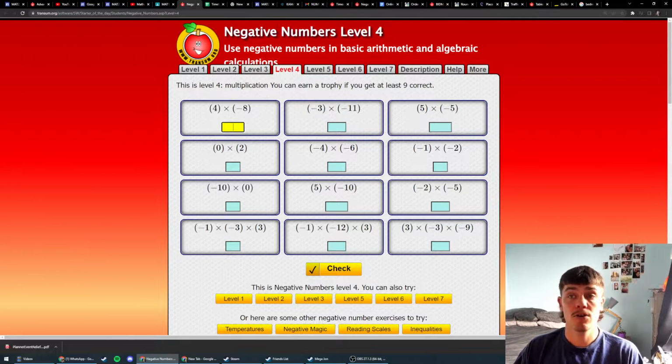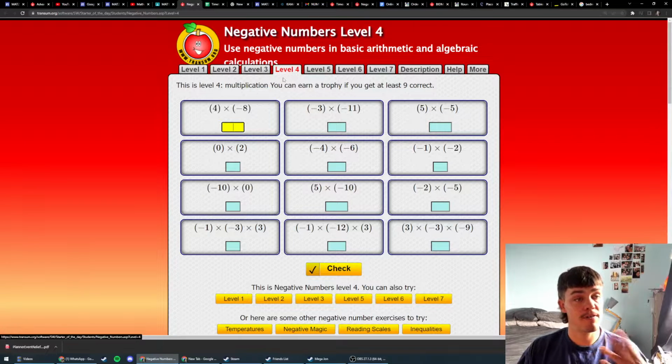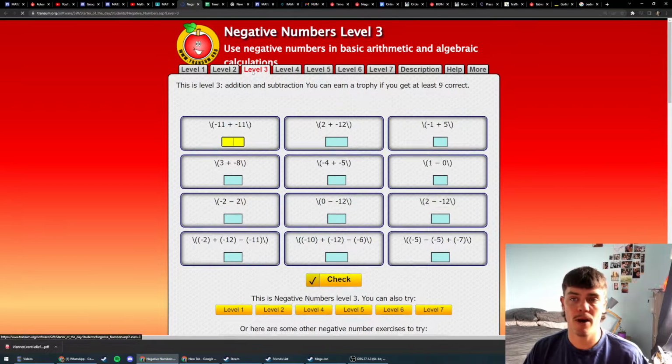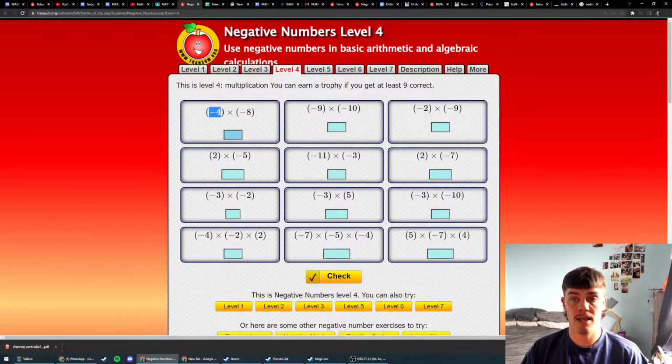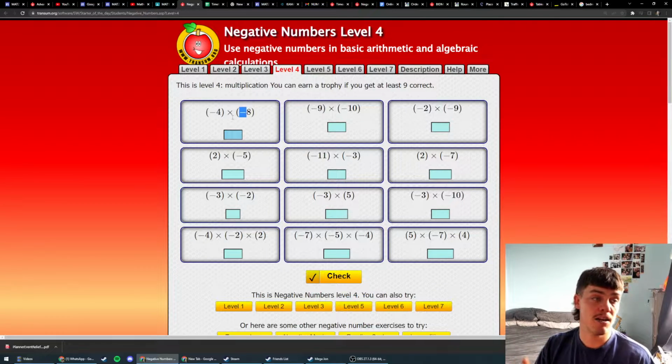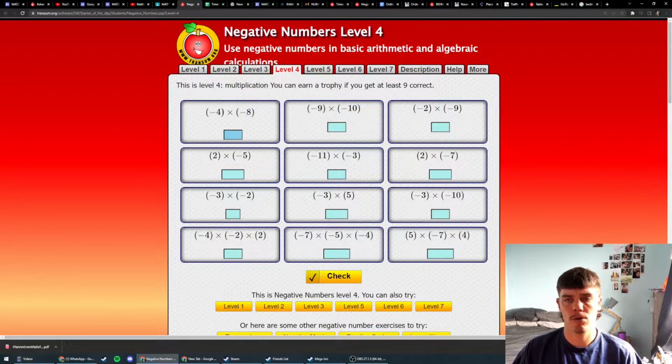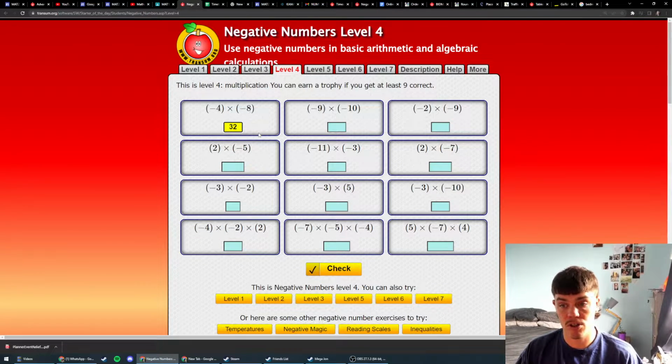So this one here, notice that I'm on level 4. If I've linked it to that level, it means the ones beforehand are probably a little bit too easy. So this is what we're doing today. It's a negative times a negative. So negative times a negative, remember a negative and a negative makes a positive. Okay, so then what's 4 times 8? So 16, 32. So it's a positive 32.